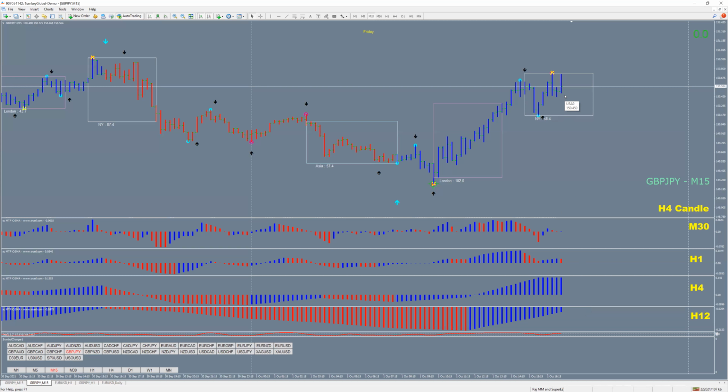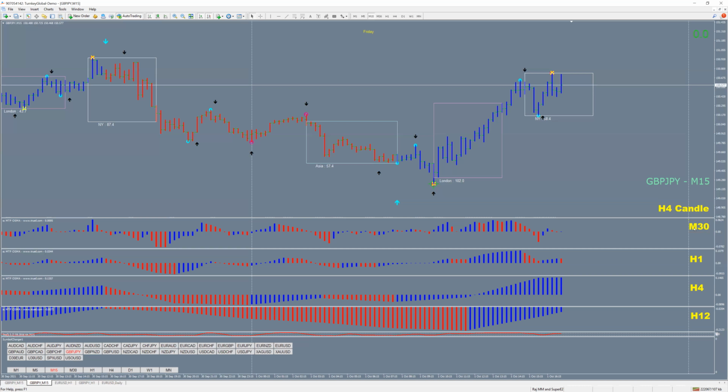I got a question. On your chart, in the yellow print, you got top of the 4 hour candle, M30, H1, H4, H12. Can you set that up to always stay there? No, because I have a 34-inch screen. You guys may have a 27 or something different. Oh, yeah, you can.